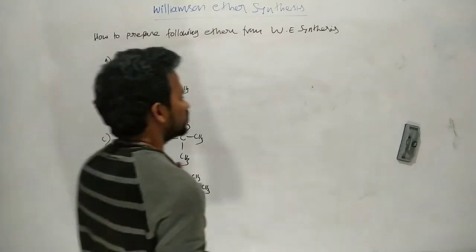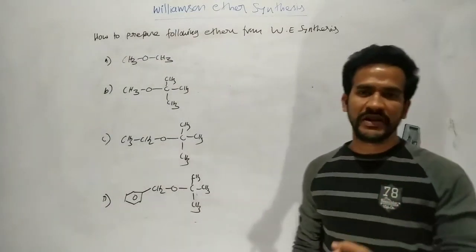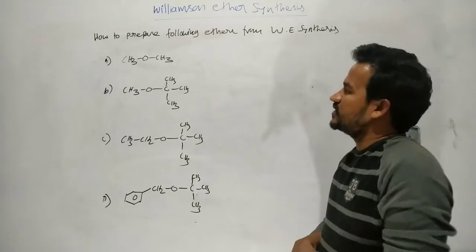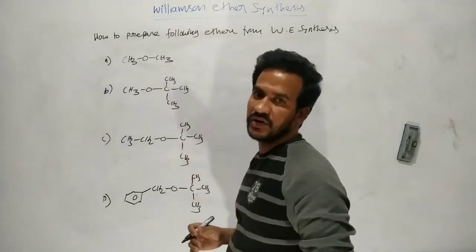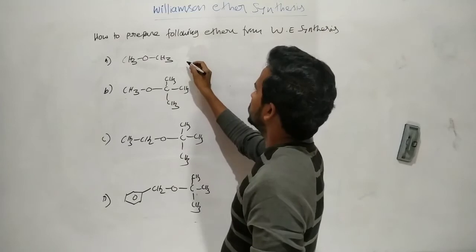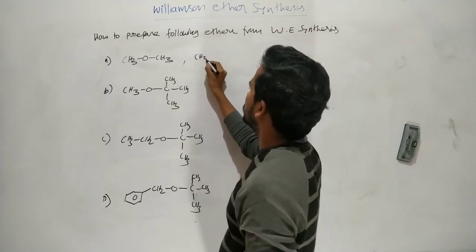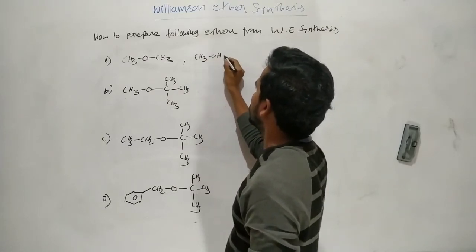So how to prepare the following ethers from Williamson ether synthesis? Okay, so it is a dimethyl ether. This dimethyl ether can be prepared by taking methyl alcohol.